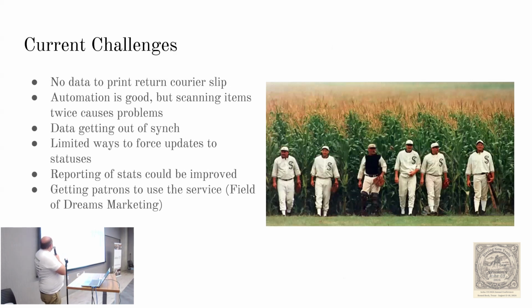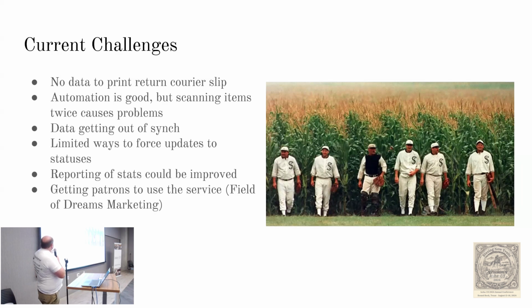So some of our current challenges: right now we don't receive any data from the borrowing libraries, what their code is. So we can't create that same courier slip that we did before. They just have to look at the book that they're returning, figure out what the library is, and then fill it out manually. So that would be great if the Prospector system could provide that information so we can automate that process as well.